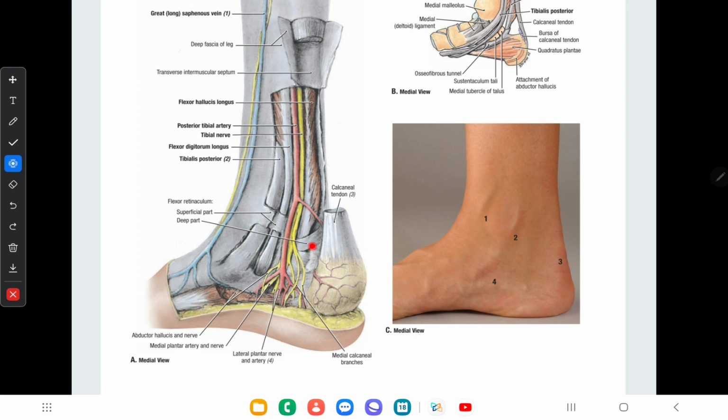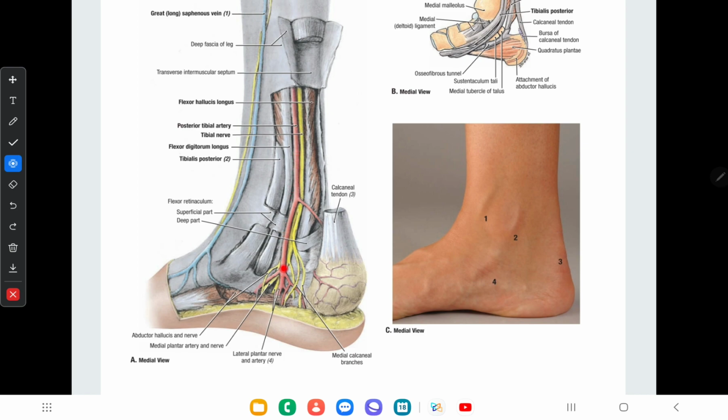So at this level, the nerve lies between the tendons of flexor digitorum longus and flexor hallucis longus. Here, this is the flexor digitorum longus tendon. Then this is the flexor hallucis longus tendon. This is the flexor digitorum longus tendon. This is the flexor hallucis longus tendon.